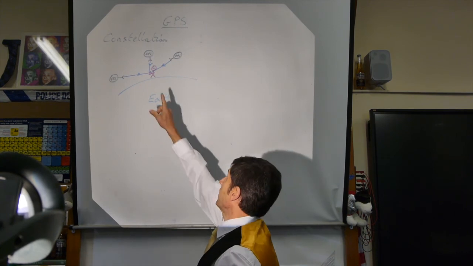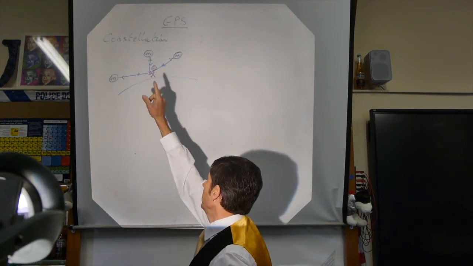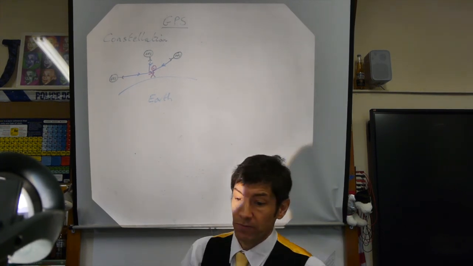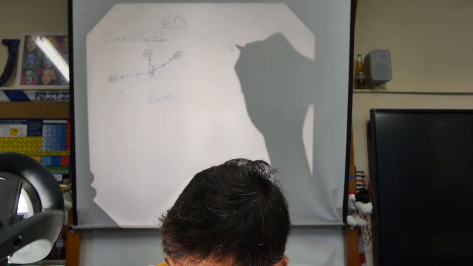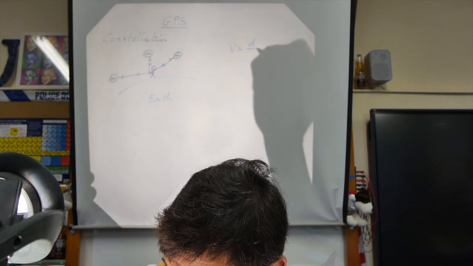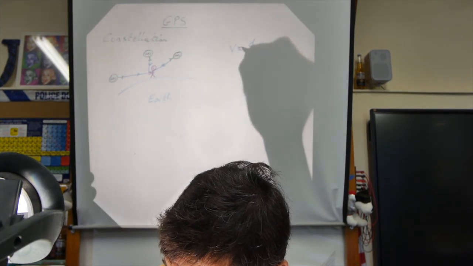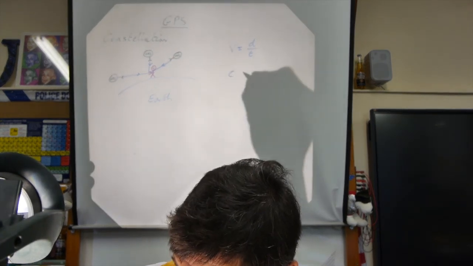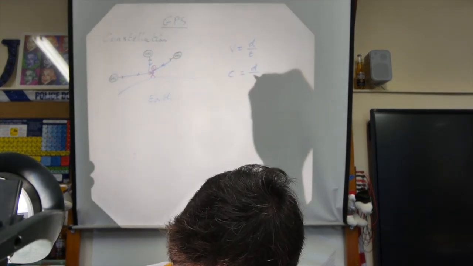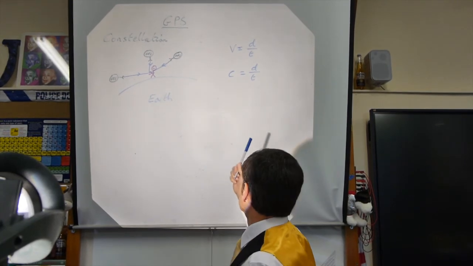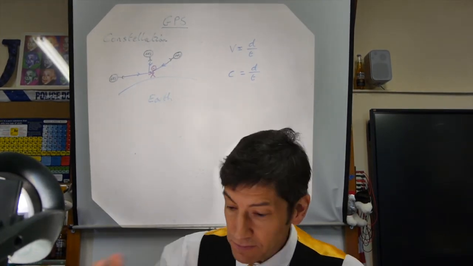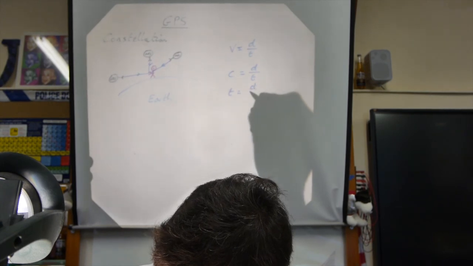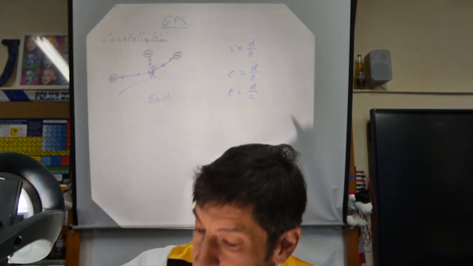The same applies for this one. The signal will come a bit quicker and this one a little bit slower. So you remember that speed is distance divided by time. In this case, we can assume the speed of the signal is the speed of light. So c is d over t, because it's a microwave signal. And t is d over c.